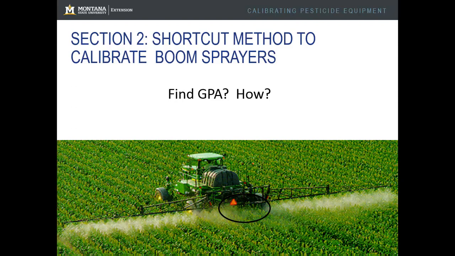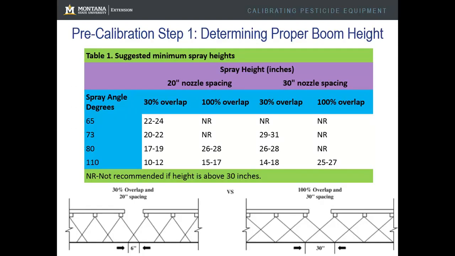You must determine proper boom height from the spray canopy. This distance is determined by the distance between the nozzles, spray pattern angle of nozzles, and overlap required. Most non-flood type nozzles are rated at a 30% overlap.